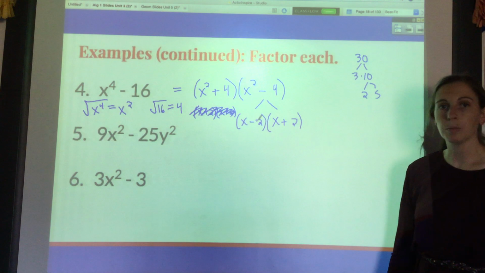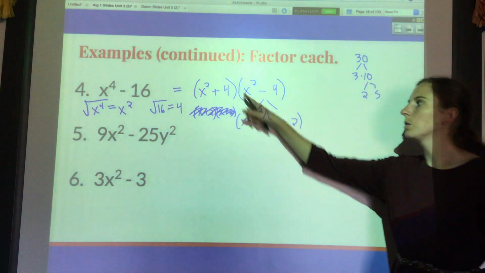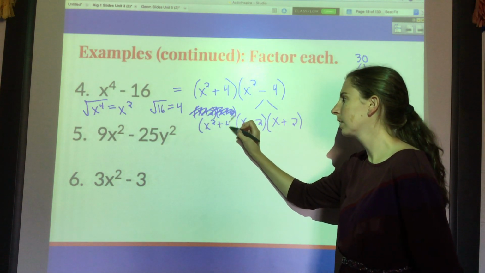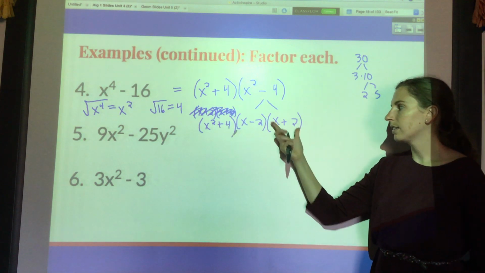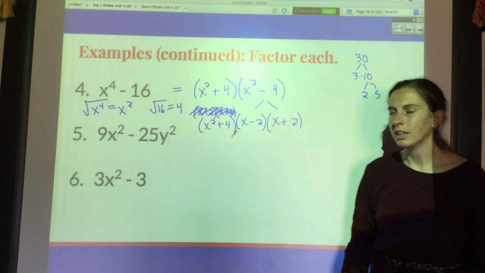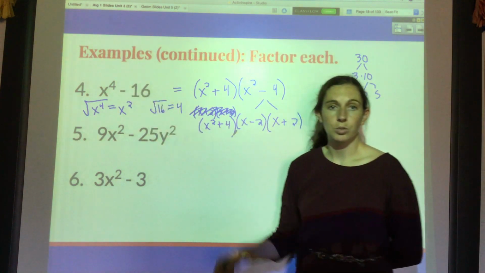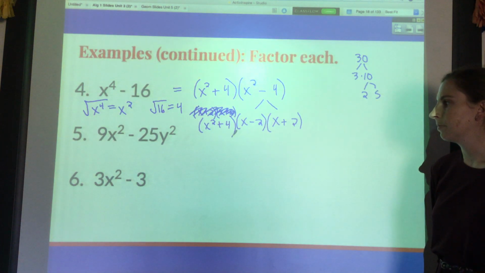There we go. So my final answer is this broken into those pieces, also times this. So my final answer is actually 3 factors. This times this times this gives me that original expression. Seems kind of crazy that all this multiplied together would give me just 2 terms, but it does work out that way. All right, let's try the next one.